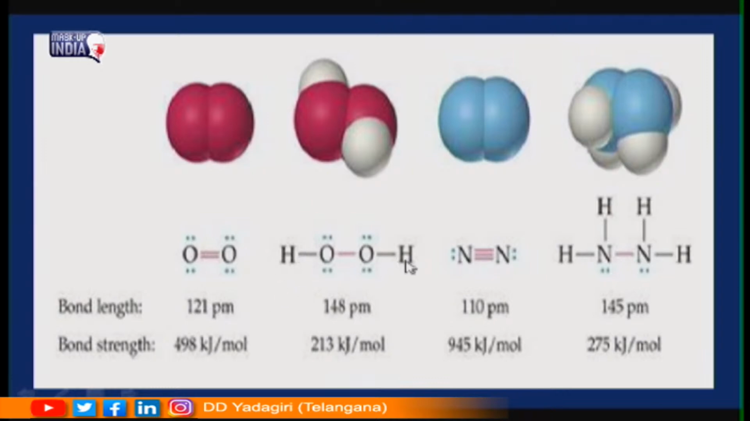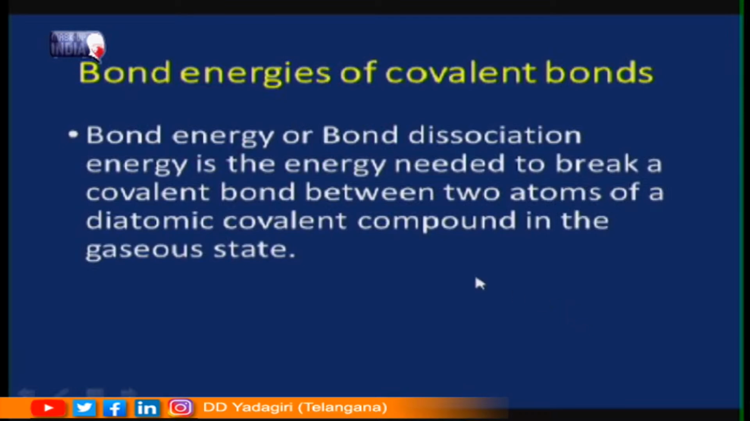In hydrogen peroxide, children, the bond length is 148 picometer. In the nitrogen molecule, the bond length is only 110 picometers, and here between the nitrogen and nitrogen the bond length is 145 picometers. Now, coming to the next topic, children, bond energy can also be called bond dissociation energy.